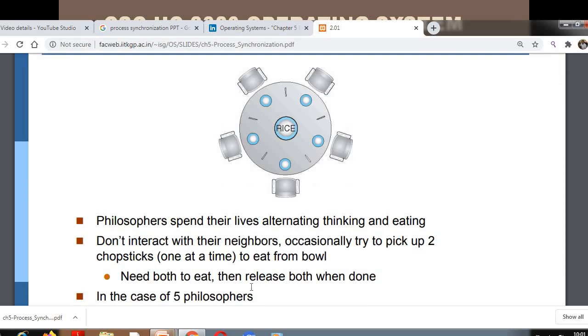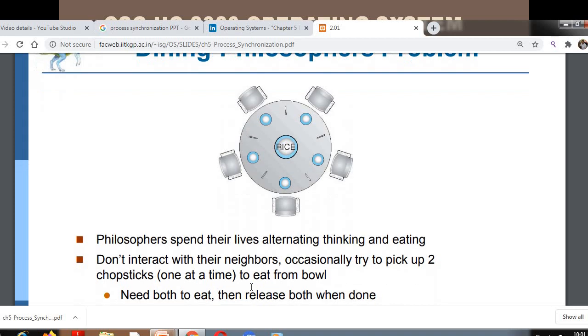The dining philosophers problem. This is also another classical problem.